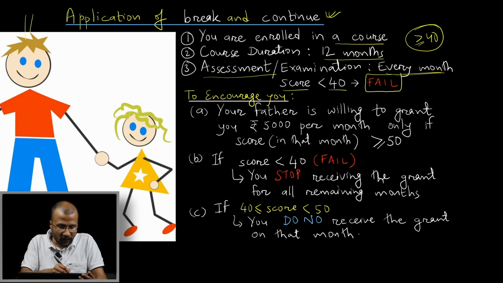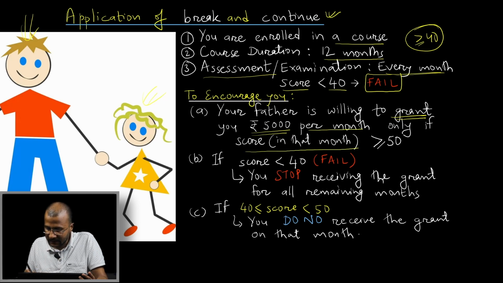Now let's assume that your father wants you to take this course in a proper way. So in that case, he wants to encourage you by giving you a grant of 5,000 rupees per month only if your score in that month is greater than or equal to 50.